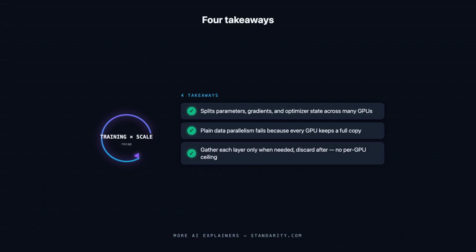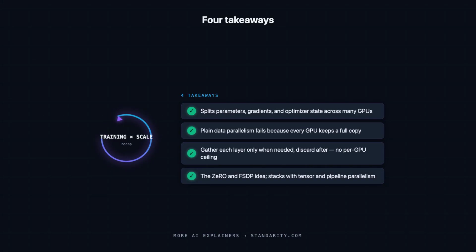By gathering each layer's full weights only when needed and discarding them right after, Sharding removes the per GPU memory ceiling on how big a model can be. The cluster's combined memory, not any single card, becomes the real limit, while the workflow stays as simple as ordinary data parallelism. It stacks neatly with tensor and pipeline parallelism to train the frontier models of today.